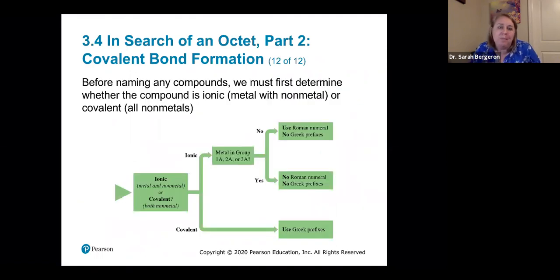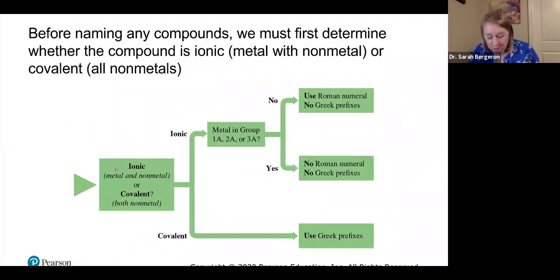Same sort of deal. Okay, so whenever you're looking at trying to name something, you have to first identify, is it ionic or is it covalent? If it's ionic, we have a metal and a nonmetal. Remember, your metal's positive, your nonmetal's negative. If it's covalent, you're going to see two nonmetals. If it's two nonmetals, use your Greek prefixes and your second element you're going to end in IDE. Okay, so be careful with that.